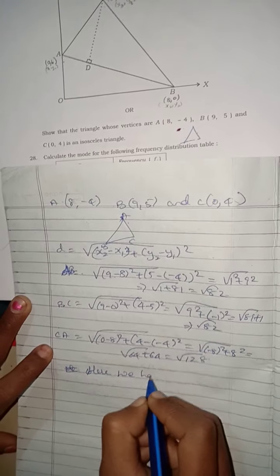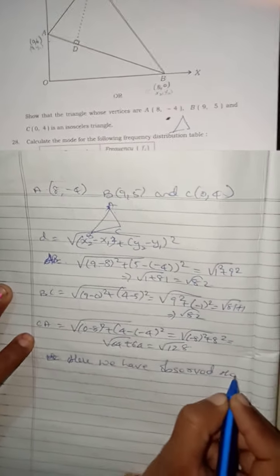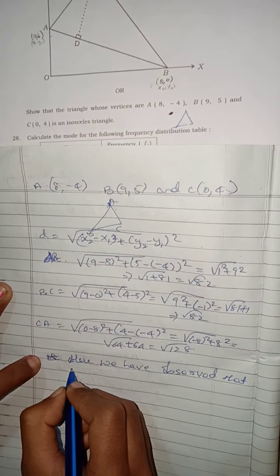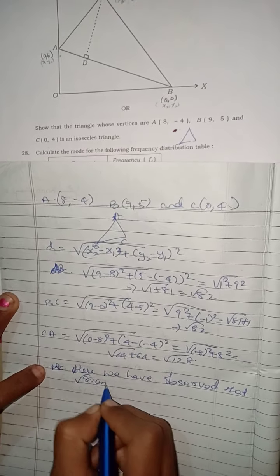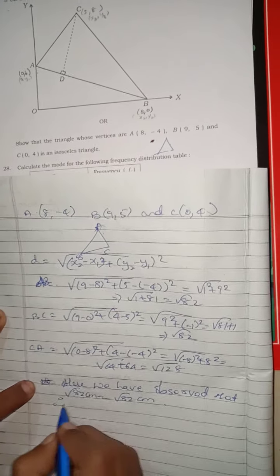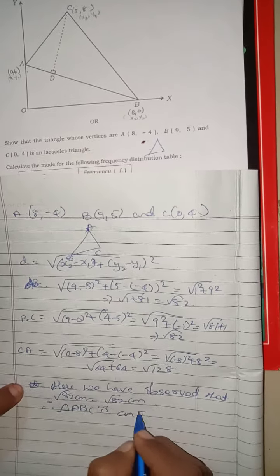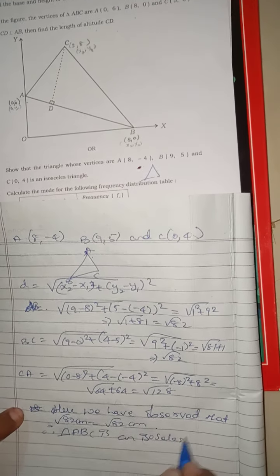Here we have observed that root 82 centimeter and root 82 centimeter are equal. Then the triangle ABC is an isosceles triangle.